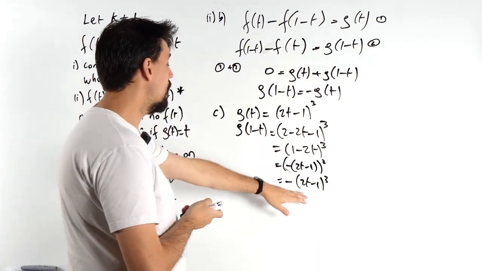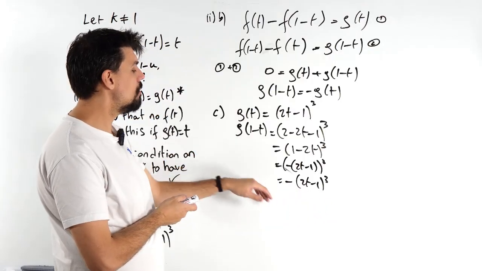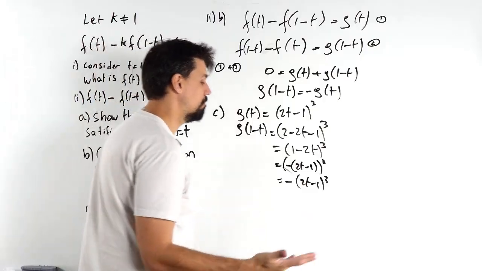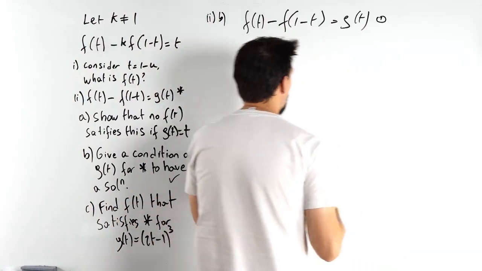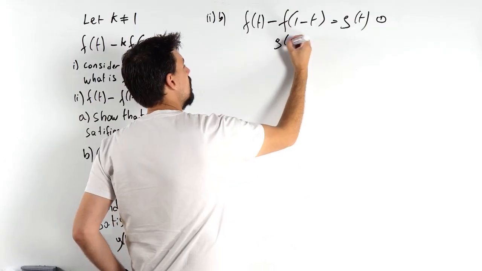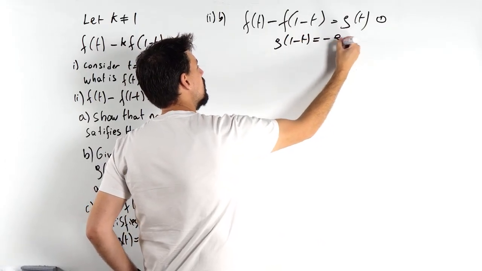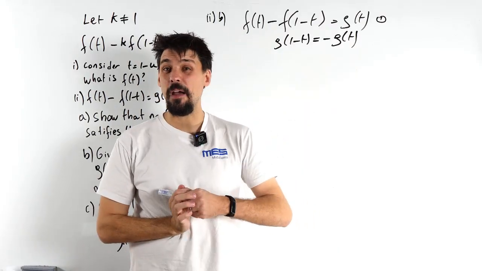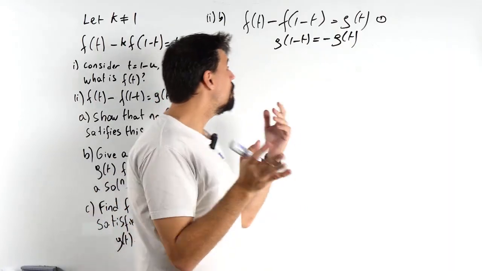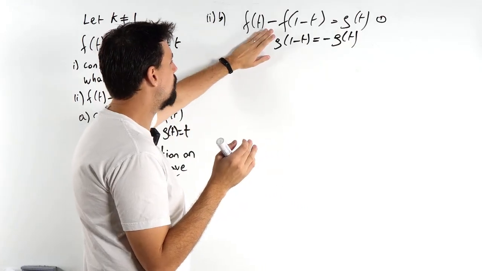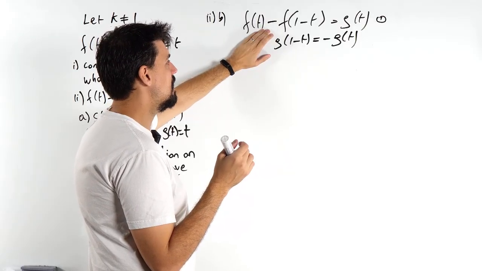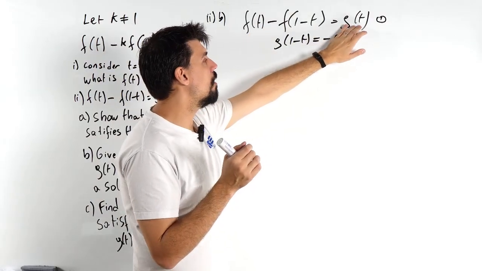Solid, solid. So we will have a solution because g of 1 minus t is negative g of t. So we do know that g of 1 minus t is minus g of t. How about we be a little bit sneaky and we try and solve this in general? Because really, do I want to take a wild swing on f of t to try and make it come out as g of t?